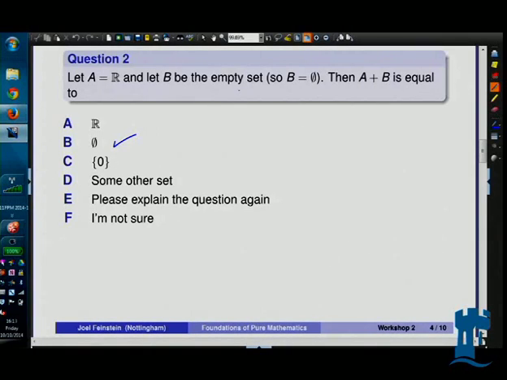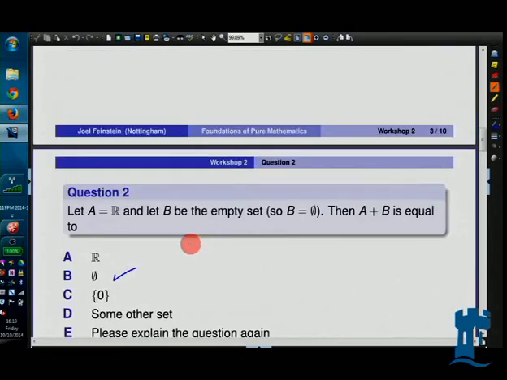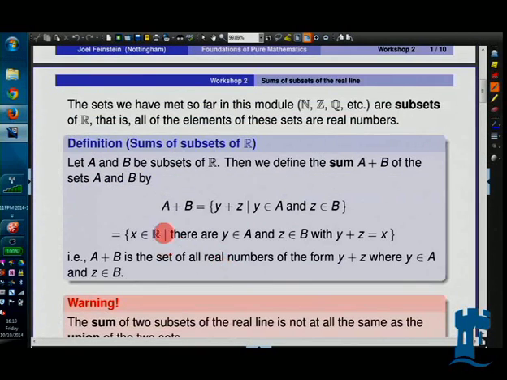Well, to be in the sum of two sets, you have to be able to find one element from each set that adds to give you x. Let's just go back and look at that version of it. I'll just zoom up to the one at the top, yes. It's those real numbers x for which there exists a y in the first set and a z in the second set with y plus z equals x. But the second set is the empty set. So there doesn't exist a z in B. So this condition cannot be satisfied. It's impossible to find anything in the empty set which you can add to some other real number to get a real number. So the answer is there's nothing in the sum here.